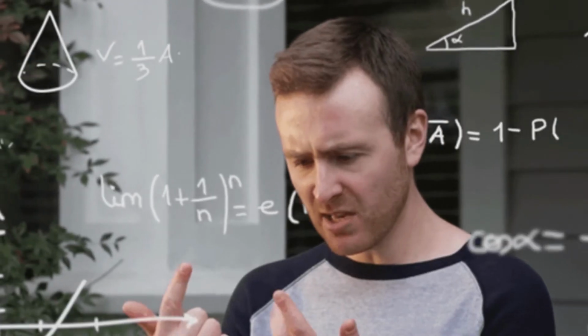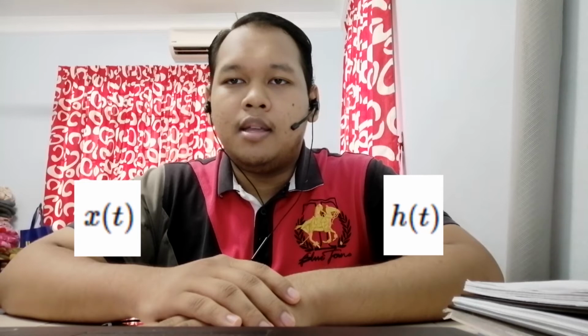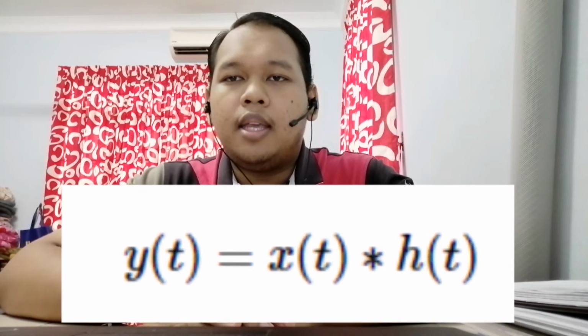So let's start. What is convolution? Convolution is a mathematical operation that represents a signal passing through an LTI system, or the exact name is linear and time invariant. For example, if we have a signal named x(t), and the signal is passing through a system with impulse response, which we name h(t), the output that we gain is the convolution of x(t) and h(t).